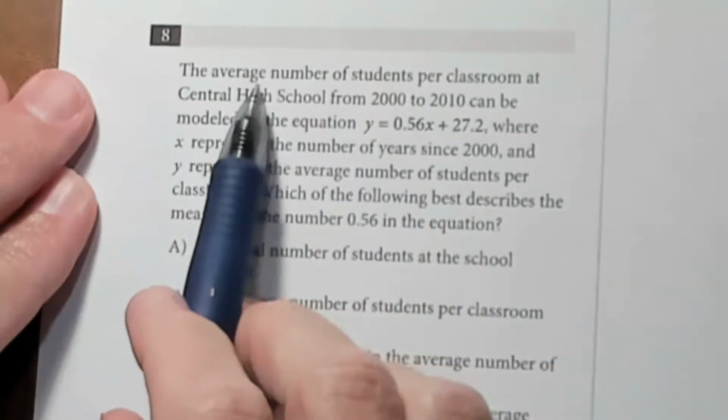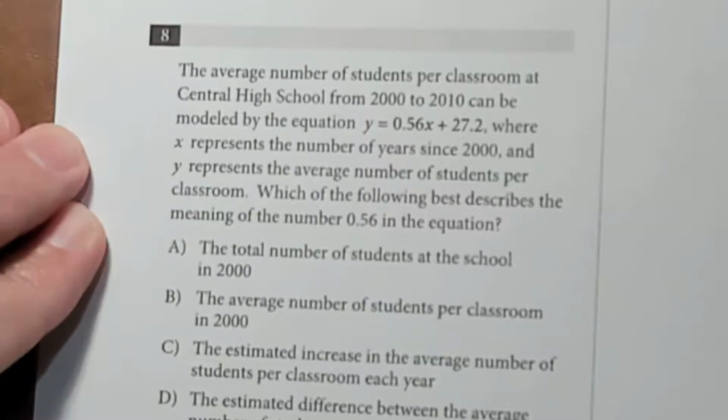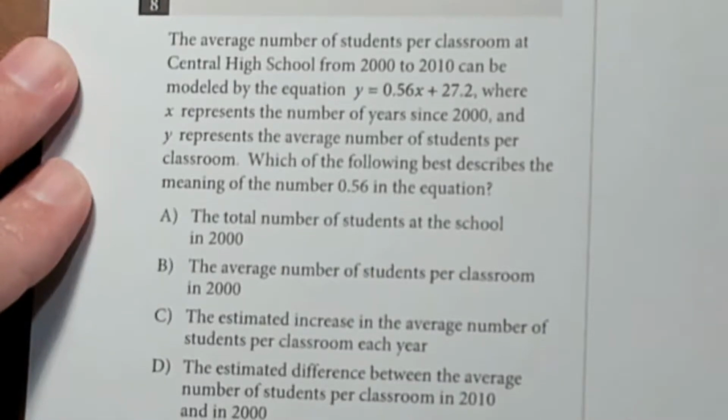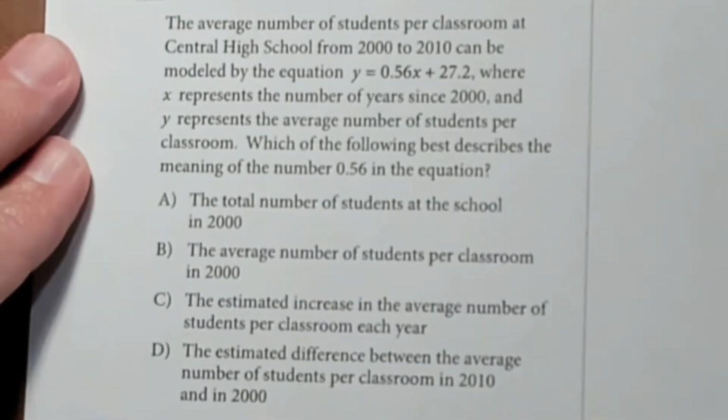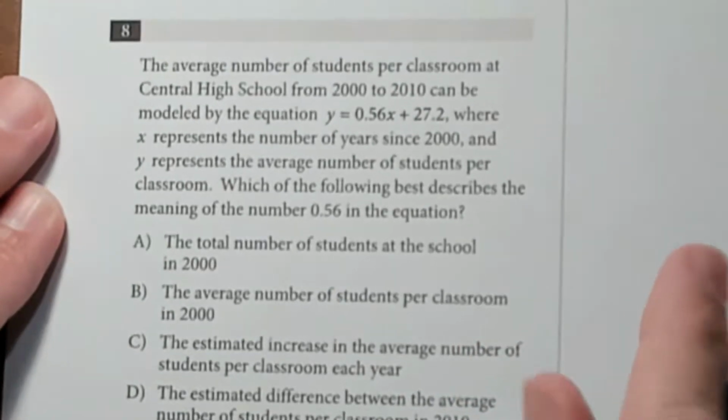Number 8, the average number of students from 2000. You know what? Let me see if you can get this whole problem first, in case you want to try it yourself. And I'll scroll down a little bit so you can read the whole thing. Now you can pause if you like. All right, now I'm going to do this problem.